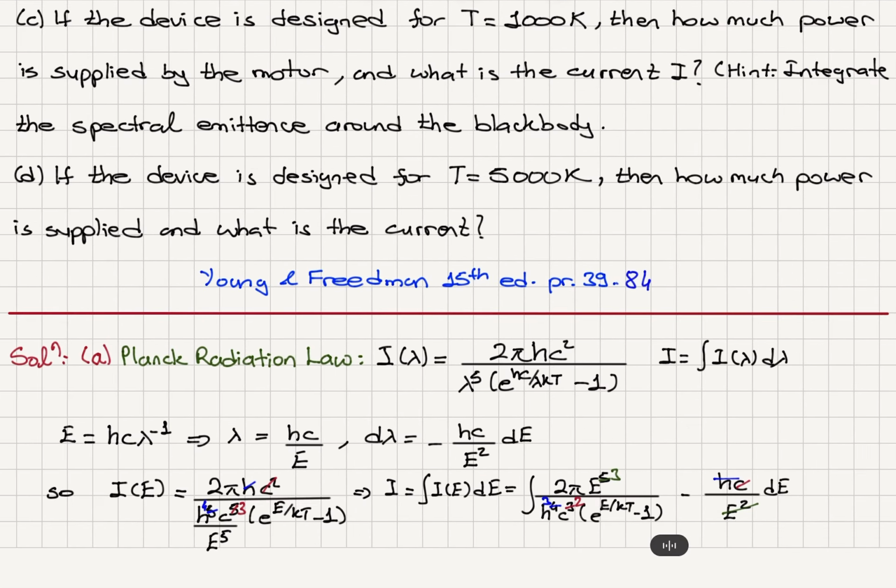Okay, so in part C of this problem, if the device is designed for 1000 Kelvin, then how much power is supplied by the motor? That's what I have found. And what's the current I?